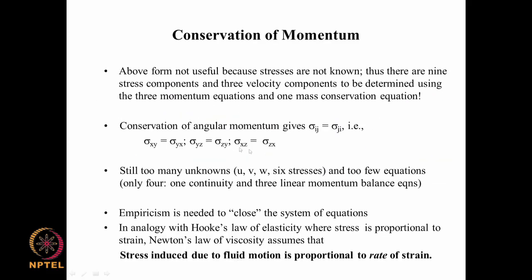Okay. So, in that sense angular momentum conservation is good, but it does not solve the problem because we still have too many unknowns. You have U, V, W and 6 stress components and too few equations, only 4: one continuity equation or the mass conservation equation and the 3 linear momentum balance equations. We have already used the angular momentum balance equation, there is nothing more to get from it. Okay. So, this means that we have a system of equations here which does not lead us to a useful solution because we have too many unknowns.